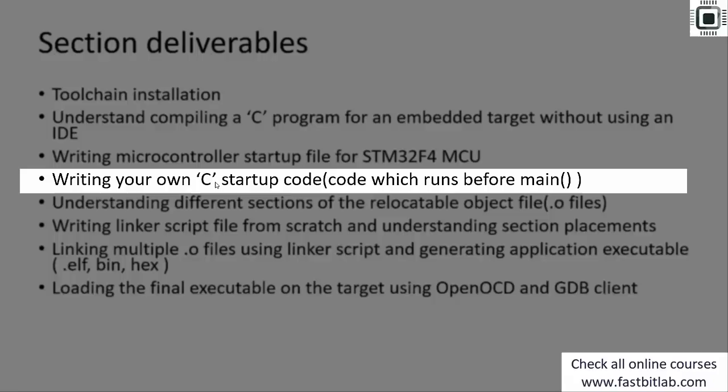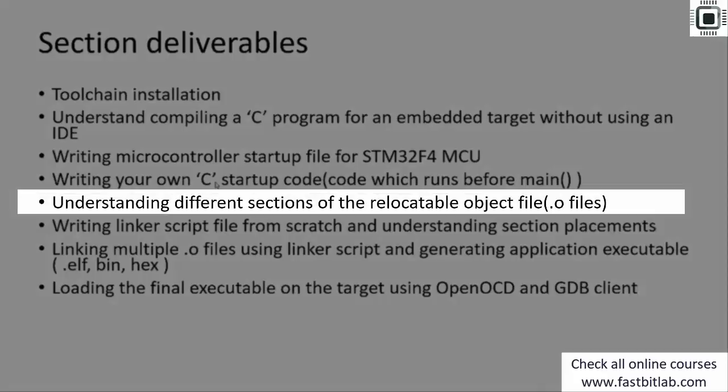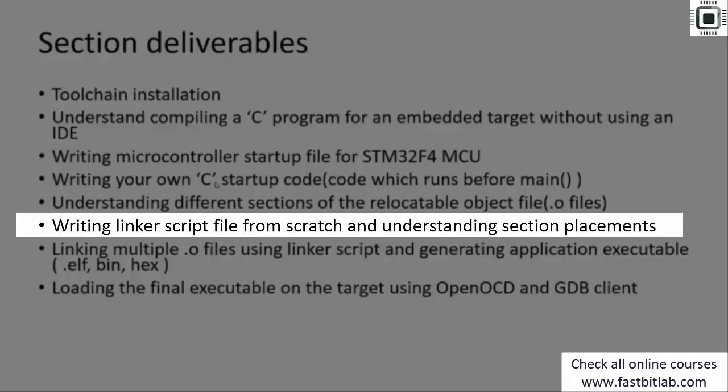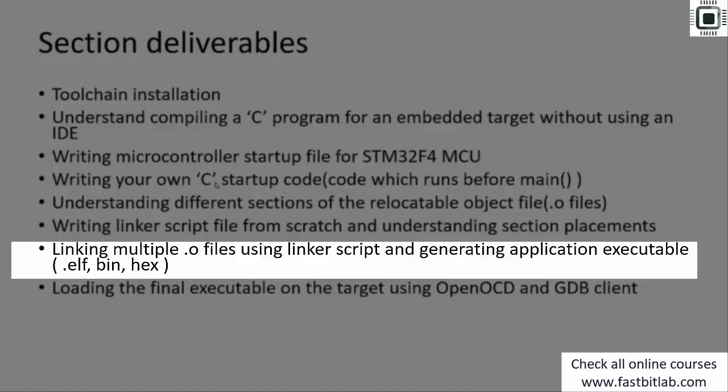And we are going to understand different sections of the relocatable object file, that is .o files. And in this section, we are going to learn writing linker script file from scratch and understanding the various section placements. And we are going to explore linking multiple .o files using linker script and generating application executables such as .elf, bin, Intel hex format, etc.